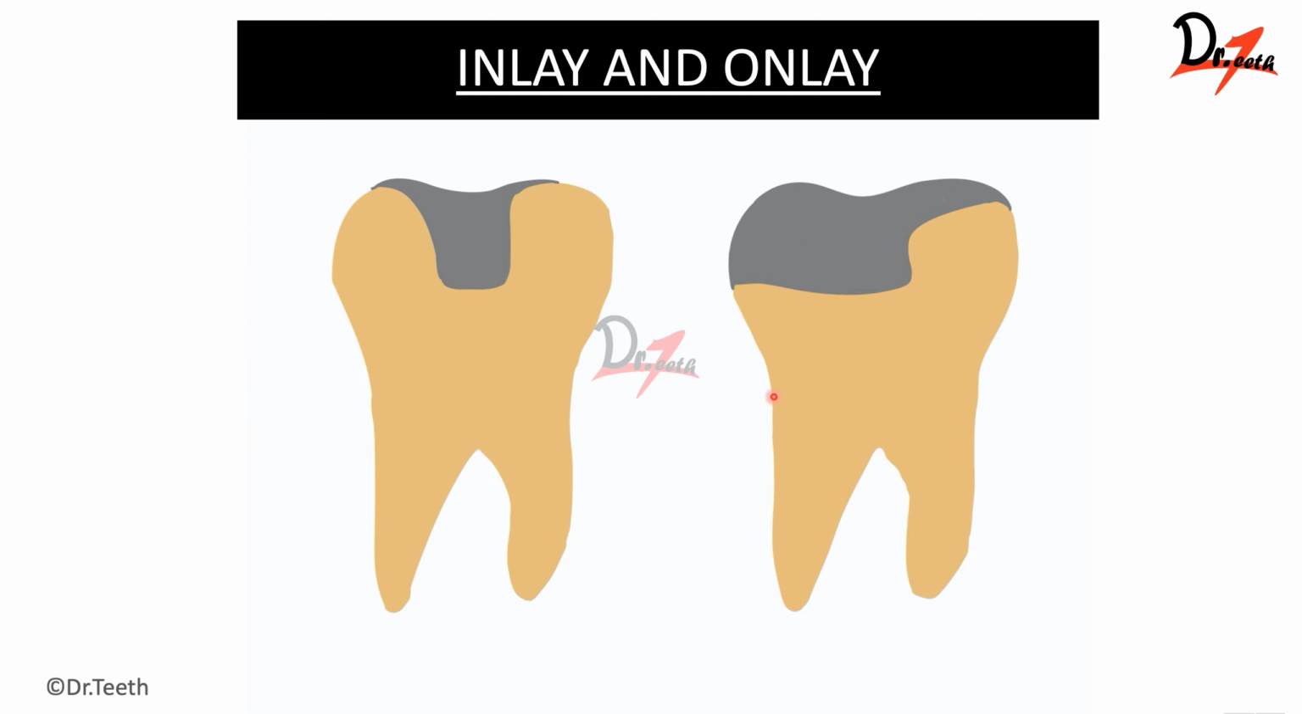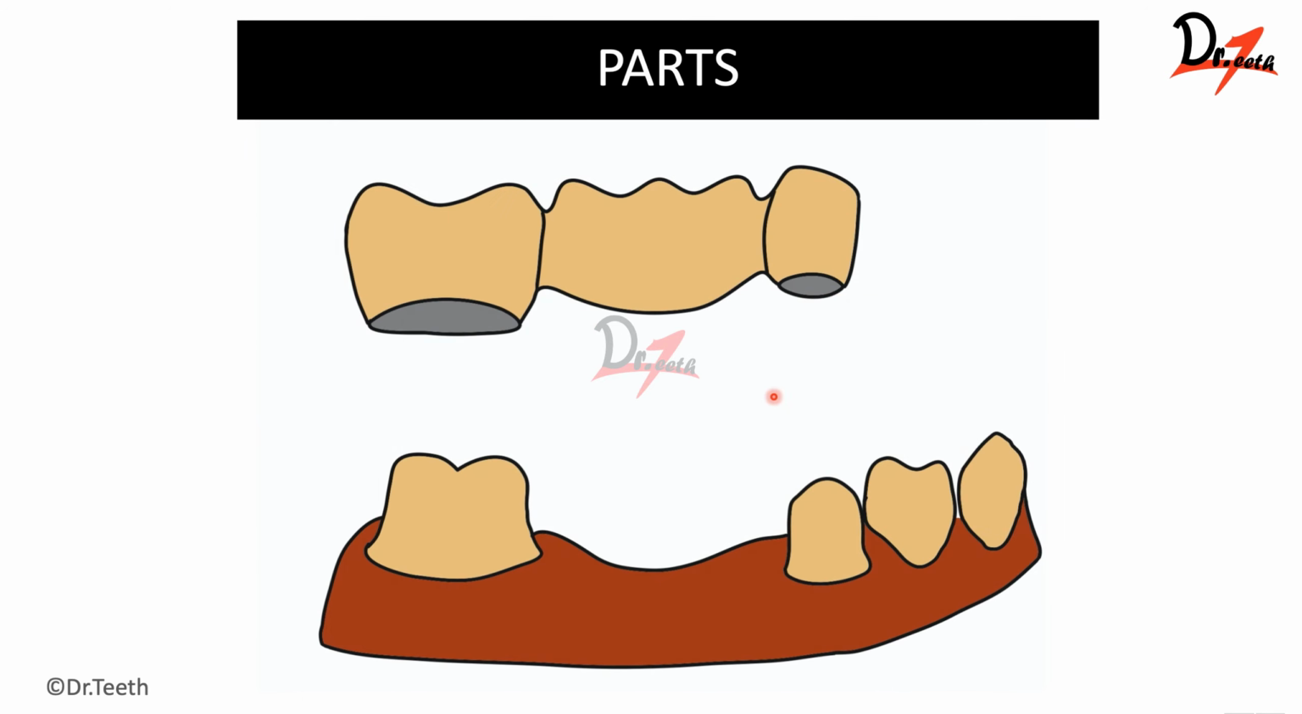Now let us see what are the different parts of a fixed dental prosthesis. First one is abutment. So this is the abutment. Abutment is any tooth, root or implant which gives attachment and support to the fixed dental prosthesis. So it can be a natural tooth or an implant or a root, and it will basically give support to the prosthesis. So this is the abutment.